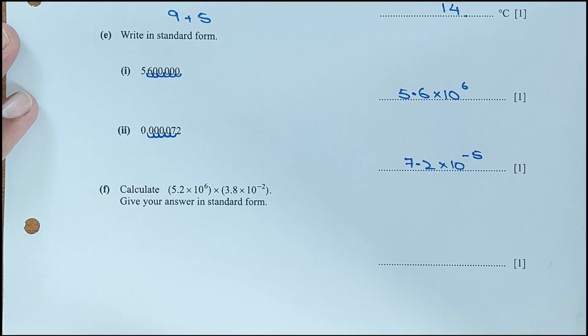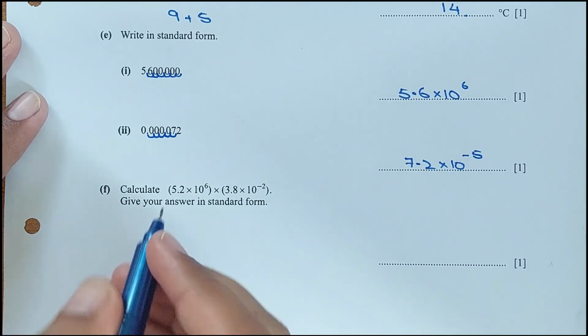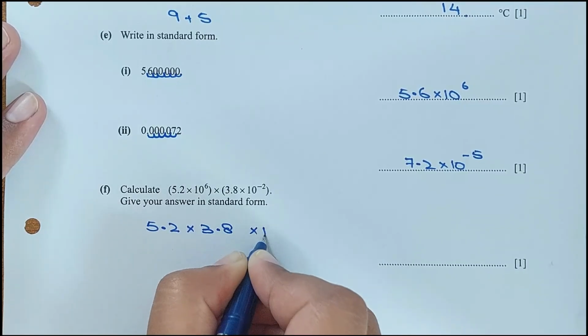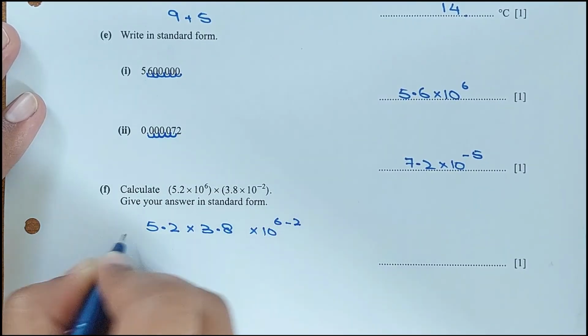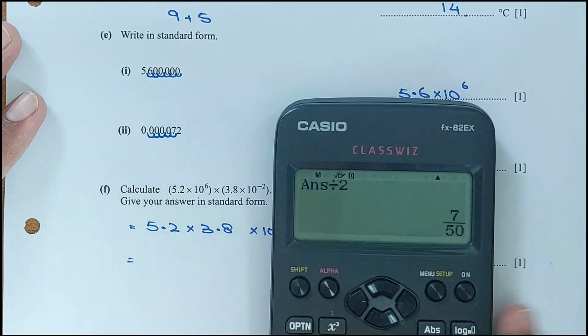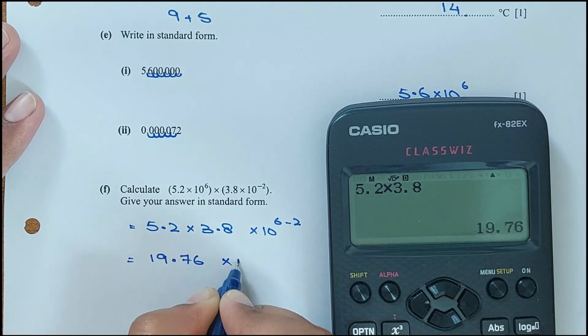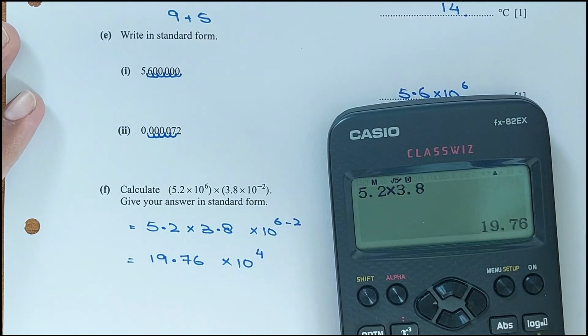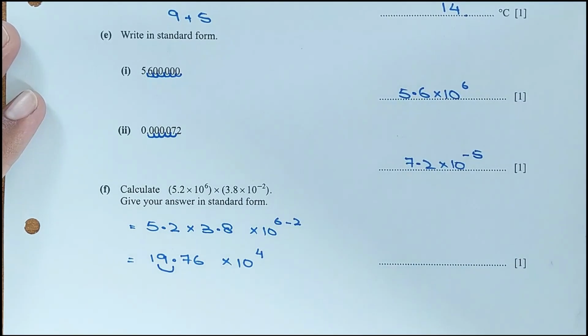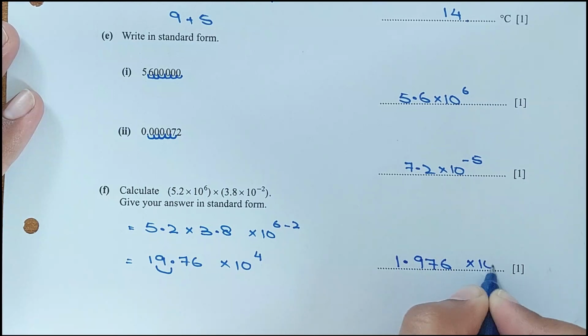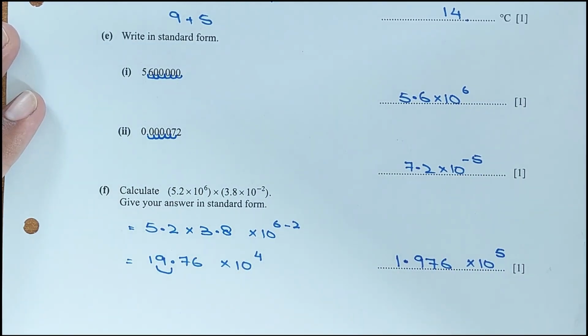Now for part F, calculate the product, and give your answer in standard form. All right, so we can do 5.2 times 3.8 times 10 to the power 6 minus 2, right? 5.2 times 3.8 is 19.76 times 10 to the 4. Shifting 1 decimal point, the answer in standard form is 1.976 times 10 to the power 5. We add 1 to this 4.